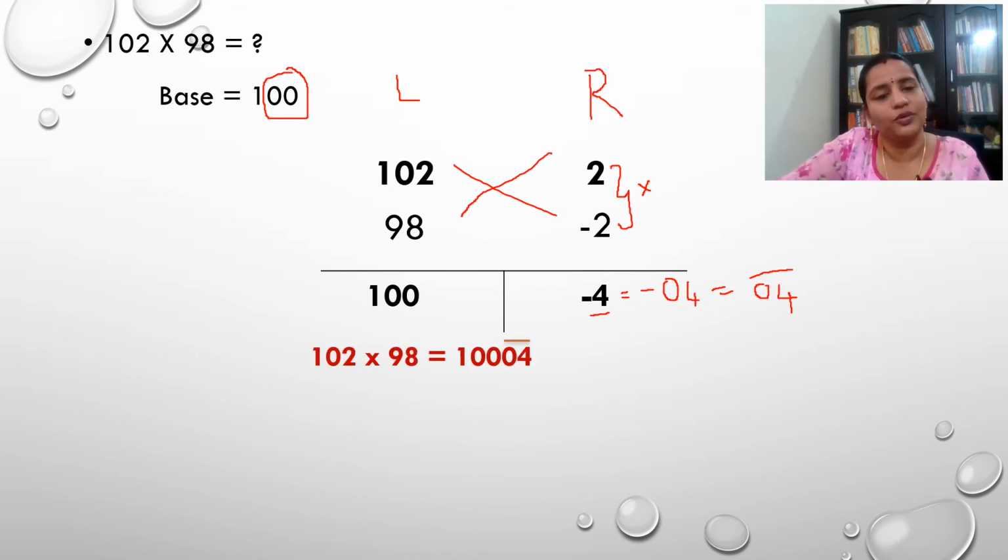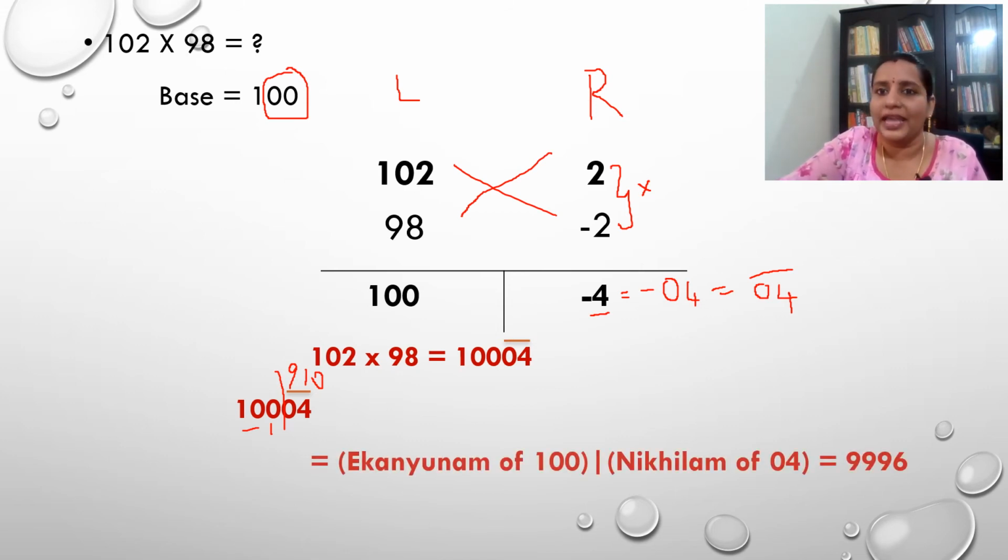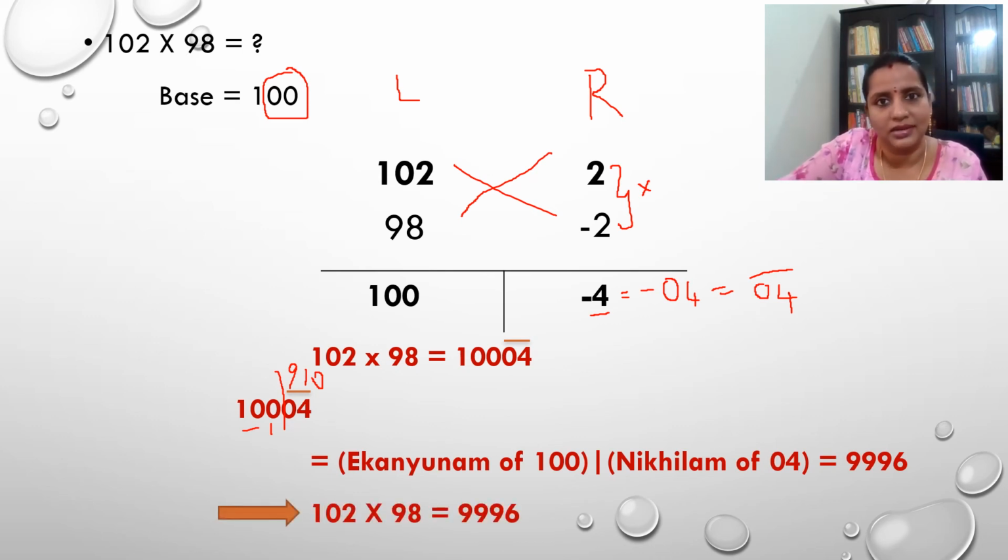102 into 98 will give me 10004 bar, and then I have to convert this 10004 bar into a positive number. For that, I am going to split my number, the whole number as one part and the bar numbers as the other part. For the whole number, I am going to go for Ekanunum, and for the bar number, I am going to go for Nikhilam. So it gives me the Ekanunum of 100 is 99 and Nikhilam of 04 is 96. So 102 into 98 gives me 9996. Okay, what's the next part?